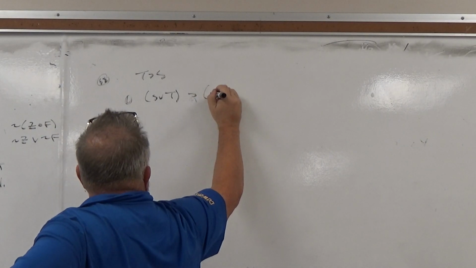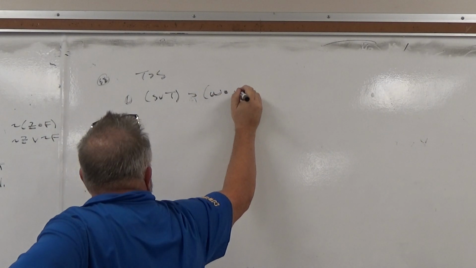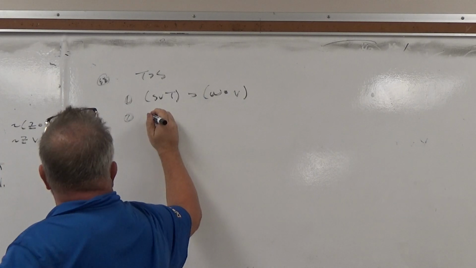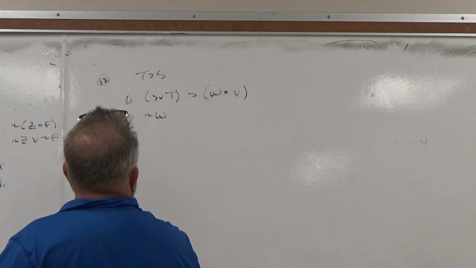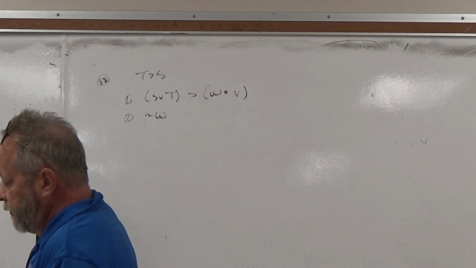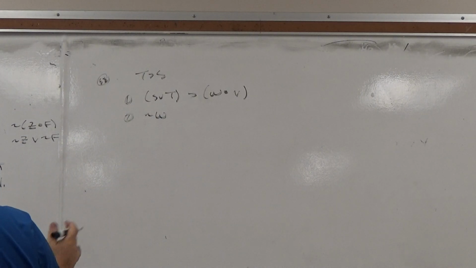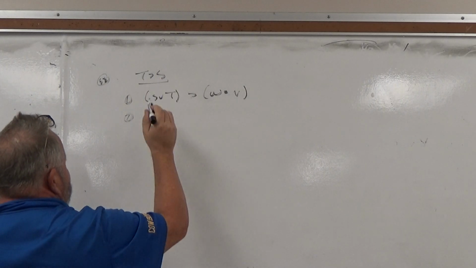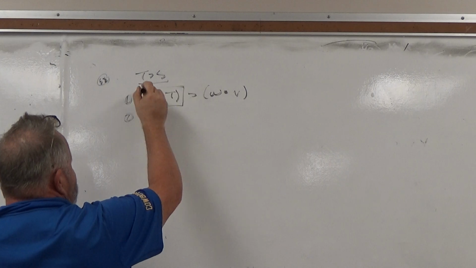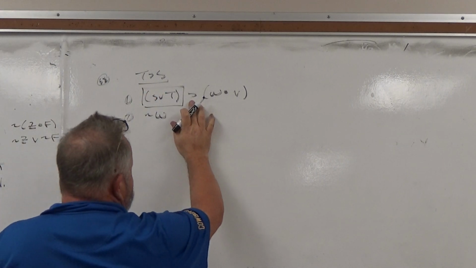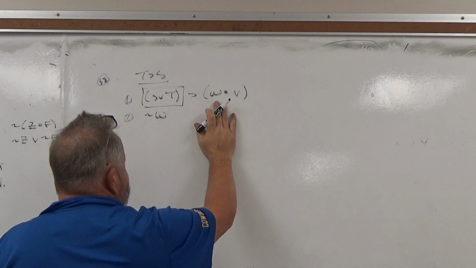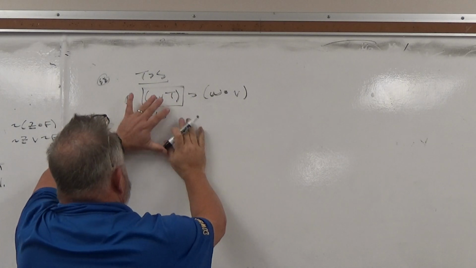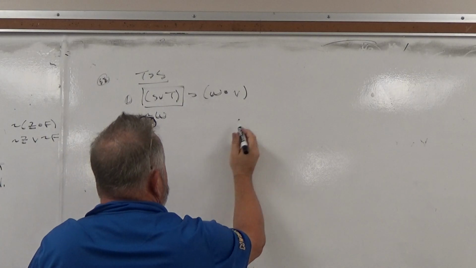Then W and V, and 2 is not W. Okay, I need T's and S's. That will end up looking like that. The only places for T's and S's are right here. It's in a conditional, which means I need to get the negation of this to get the negation of that, and then we'll somehow worry about turning that into that form.